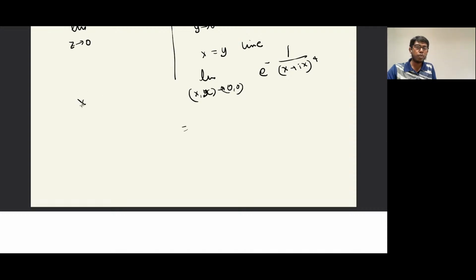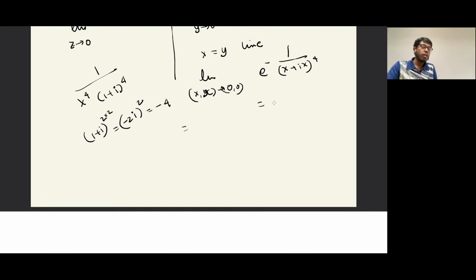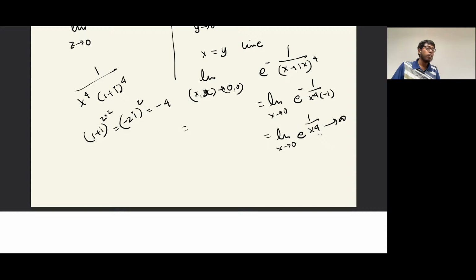And now what is this? This is x to the power 4, times (1 plus i) to the power 4. And what is (1 plus i) to the power 4? (1 plus i) square is basically 2i, and if you square that, it's basically minus 4. So this becomes limit x tends to 0, e to the power minus 1 by x to the power 4, and minus 4 is there. So that's basically limit x tends to 0, e to the power 1 by x to the power 4. But that goes to infinity. As x tends to 0, this will go to infinity, and hence the limit does not exist.